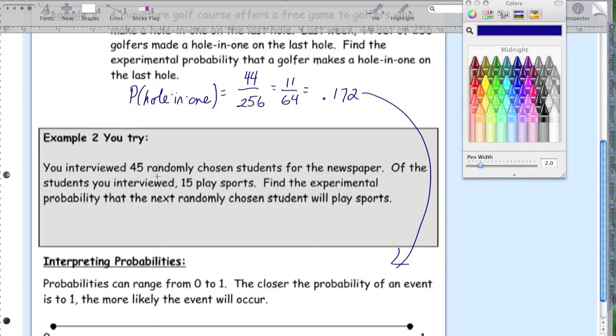You interviewed 45 randomly chosen students for the newspaper. Of the students you interviewed, 15 play sports. Find the experimental probability the next randomly chosen student will play sports. So your probability, basically, that you get an athlete. Probability is 15 successes out of 45 people chosen, which is 1/3.